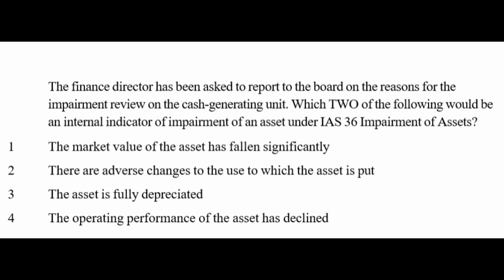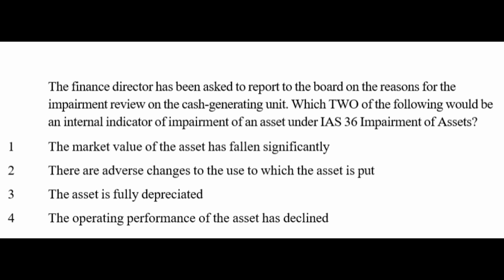These indicators are grouped into external sources, for example market decline and economic changes, and internal sources, for example usage, performance, and physical condition. The question asks for two internal indicators, so careful classification is essential. Market value of the asset has fallen significantly. This is an external indicator, as it relates to market conditions outside the entity's control.